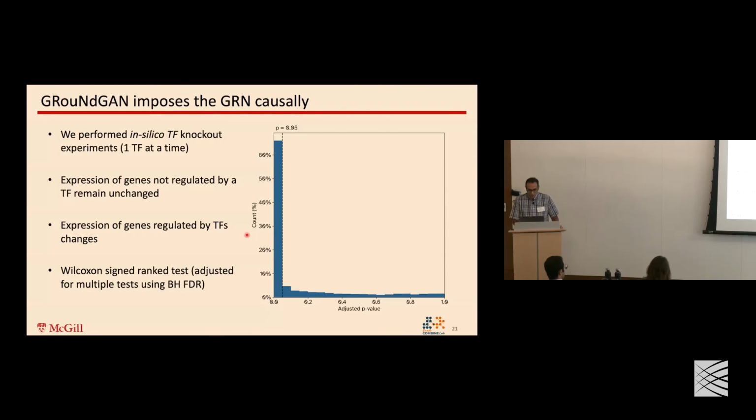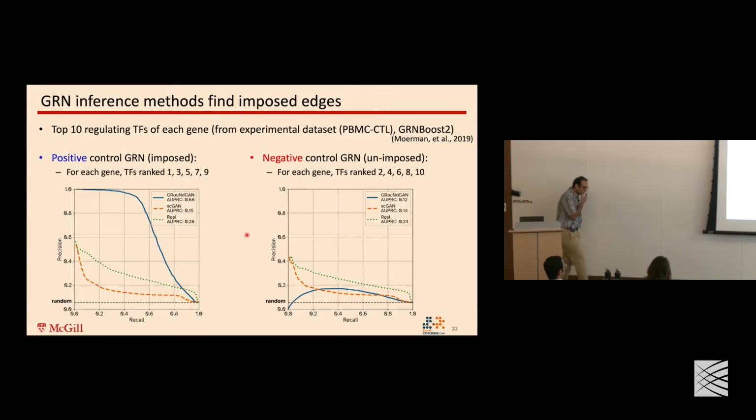Okay, so the next question we wanted to ask was: we have a model, we see that it generates realistic data, it imposes the causal GRN, but is this causal GRN such that a GRN inference method is capable of capturing it? And also, what happens to the edges that were important in the original reference data set, but we may have either failed to impose them or decided not to impose them?